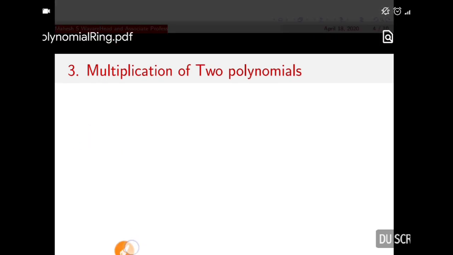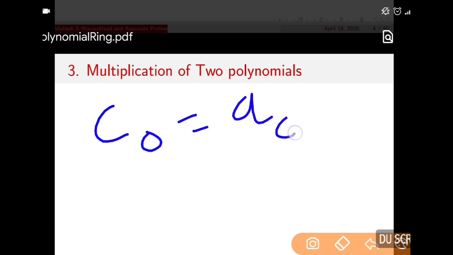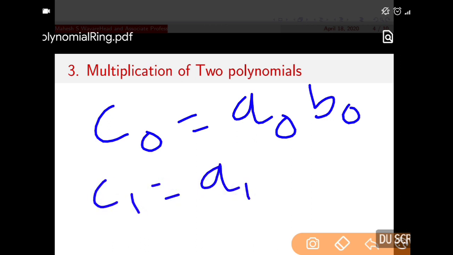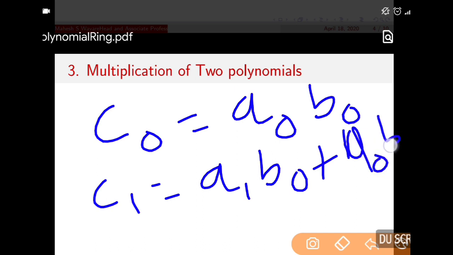This ci will be, first, I write c0. C0 will be the coefficient a0 b0. What is c1? C1 will be a1 b0. C1 means it is the coefficient of x, and when you get x coefficients, a1x is multiplied to b0 and b1x multiplied to a0, so a0 b1.